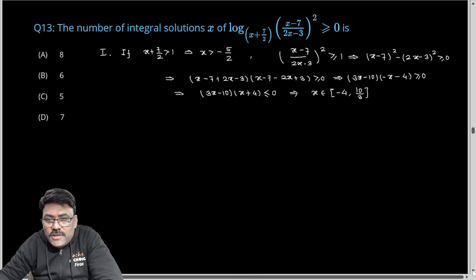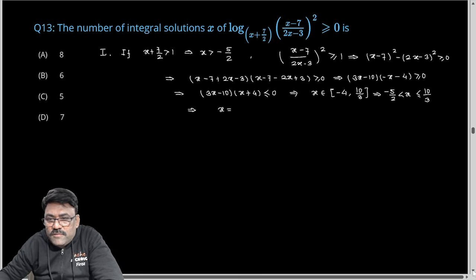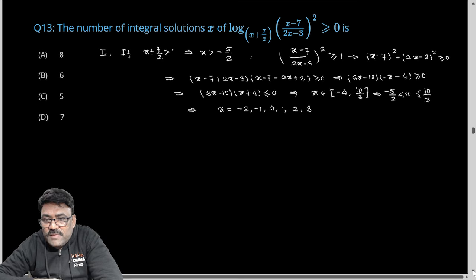But we have already written that x must be greater than minus 5 by 2. So hence x is greater than minus 5 by 2 but less than or equal to 10 by 3. And we need only integral values of x. Minus 5 by 2 is minus 2.5 and 10 by 3 is 3 point something. The integral values are minus 2, minus 1, 0, 1, 2 and 3. I'm getting 6 values here itself.